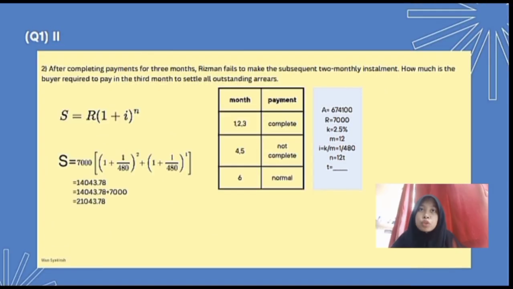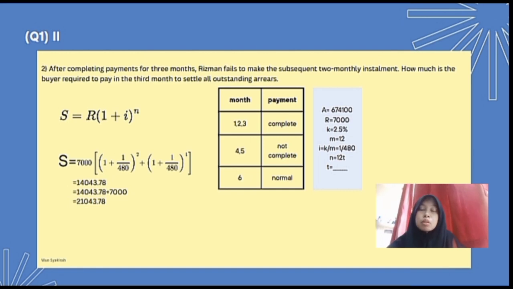After completing payments for 3 months, this bank fails to make the subsequent 2 monthly installments. How much is the buyer required to pay in the 3rd month to settle all outstanding arrears? In the table, first, the 3rd month payment was complete. For the next 2 months, payment was not complete and he wants to pay in the third month. So the last calculation must plus 7,000 only.